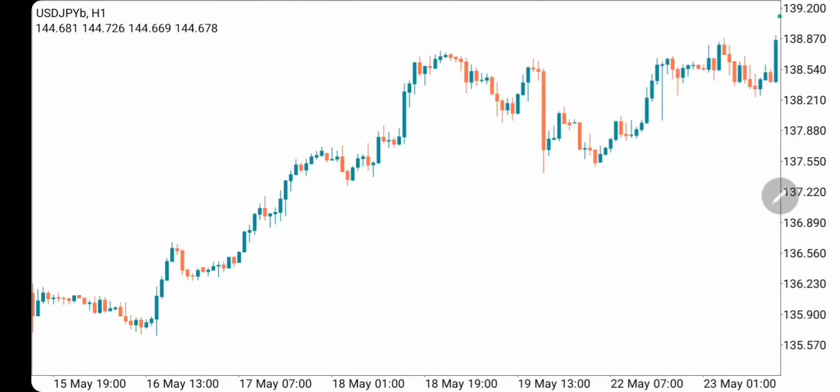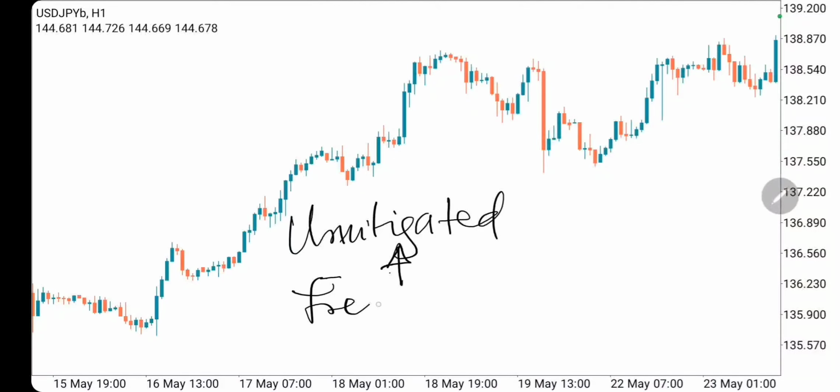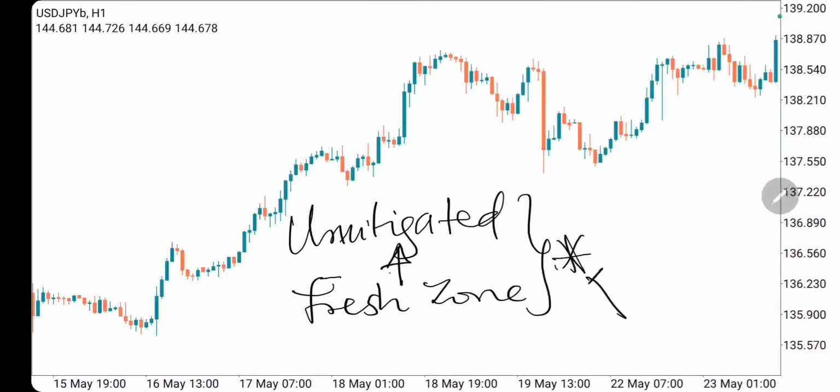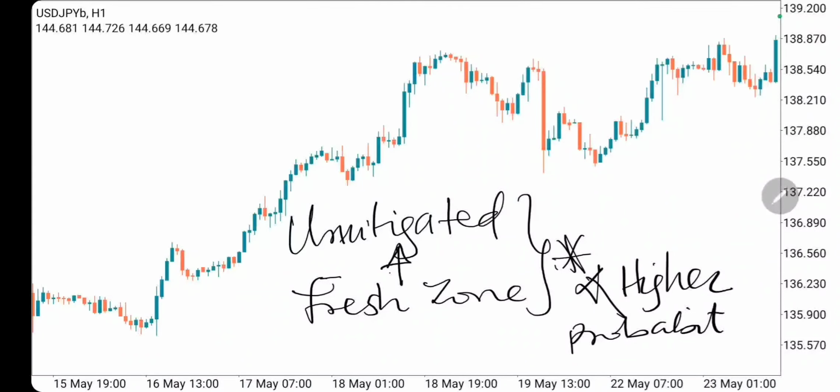Okay, so essentially, unmitigated zones are fresh zones. So these are what we actually trade. Fresh zones have a higher probability of success.